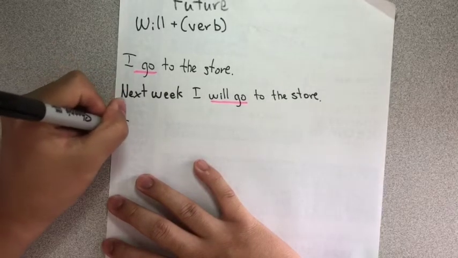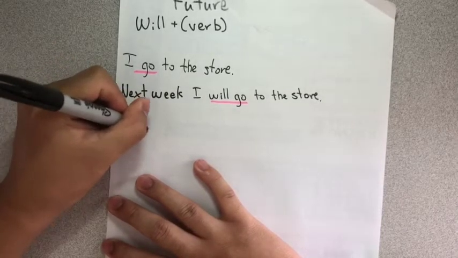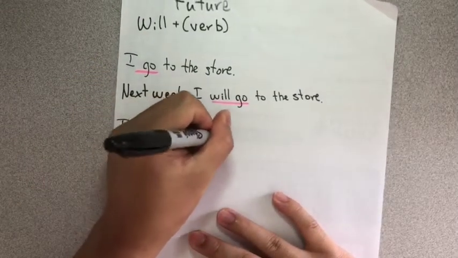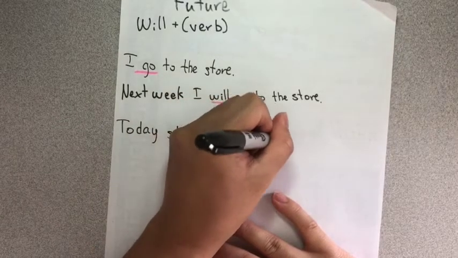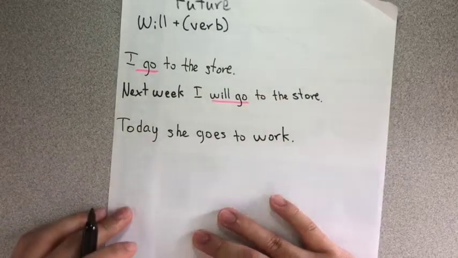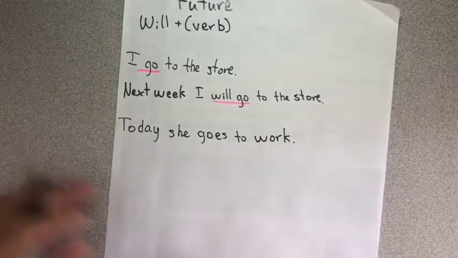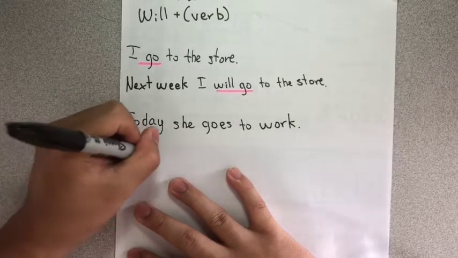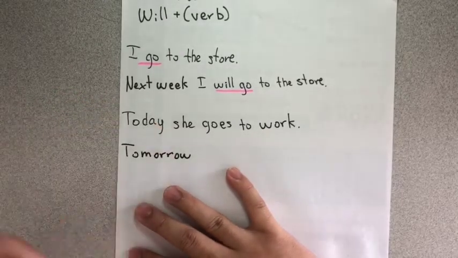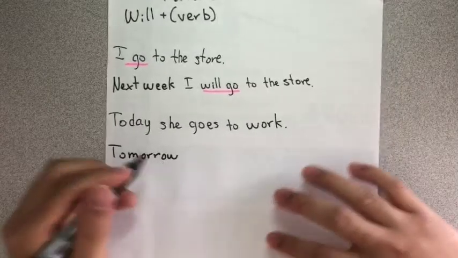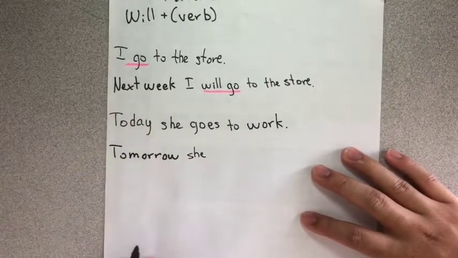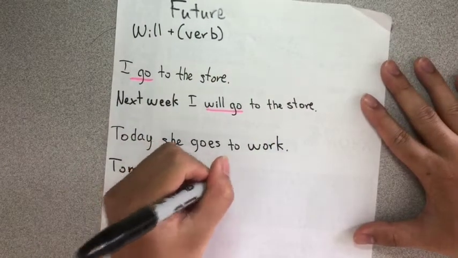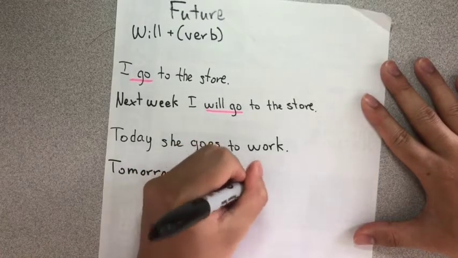Let's write a new sentence. Today, she goes to work. Today, she goes to work. All right, so let's talk about tomorrow. Tomorrow, she, and then we use will plus verb. We say she will go.